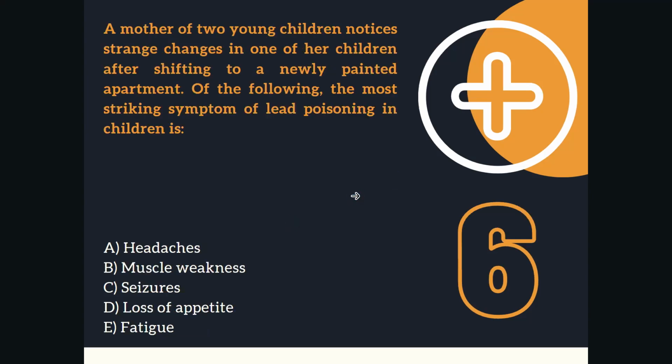A mother of 2 young children notices strange changes in one of her children after shifting to a newly painted apartment. Of the following, the most striking symptom of lead poisoning in children is A, headaches, B, muscle weakness, C, seizures, D, loss of appetite, and E, fatigue.